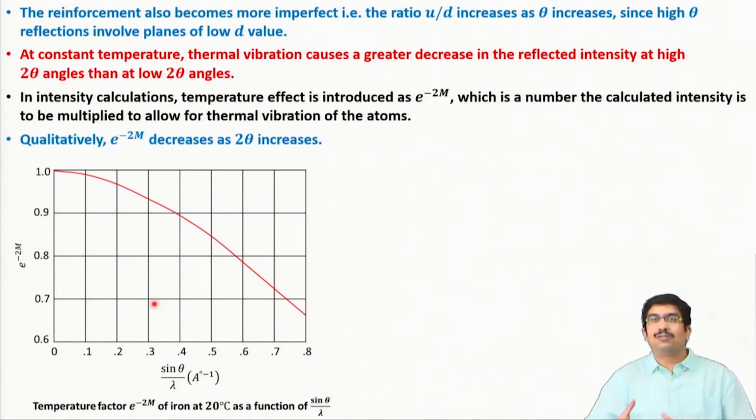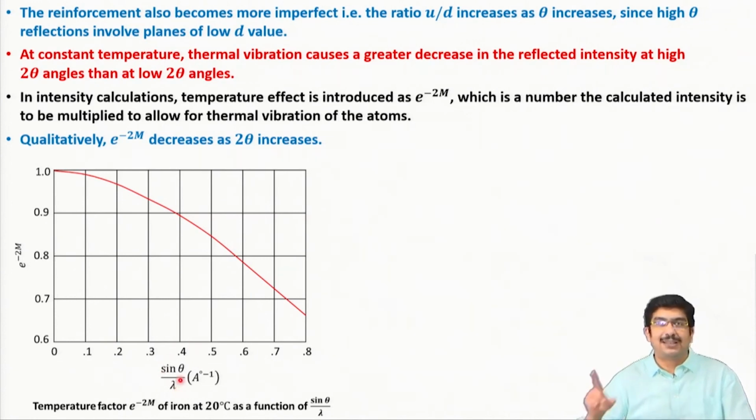Ultimately, all those effects are combined into one parameter called the temperature factor, expressed as e to the power minus 2M. I am not going into how it is derived. It is a number by which the calculated intensity is to be multiplied, so that we finally get the diffracted intensity with temperature correction. And this e to the power minus 2M, as we just discussed, decreases as 2 theta increases. The highest is at 0, where it is 1, that means the temperature effect is lowest there.